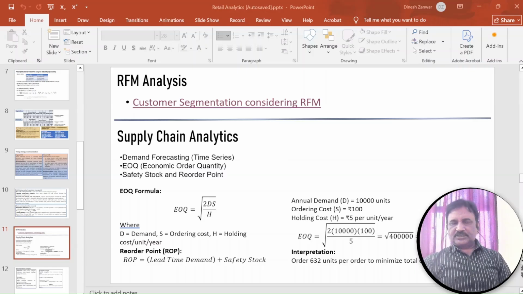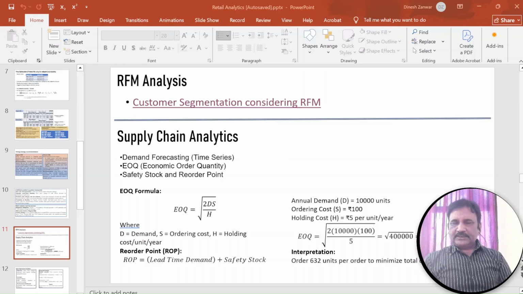The annual demand for a certain product is 10,000 units. Ordering cost, a figure available with the accounts department or the industrial engineering department, comes out to be 100 rupees. Holding cost, say, is 5 rupees per unit per year. Putting these values in the EOQ formula, it is the square root of 2 into 10,000 into 100 divided by 5. The square root of 400,000 comes out to be 632 units. What does that mean? Whenever you order, you will order 632 units.